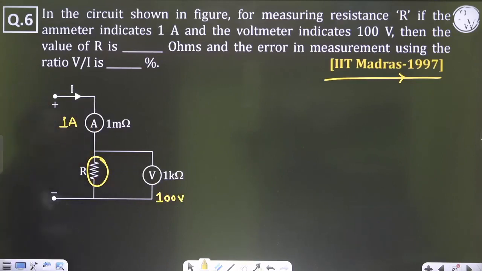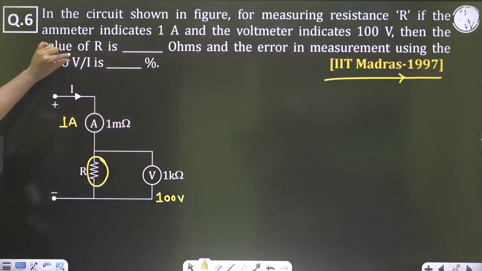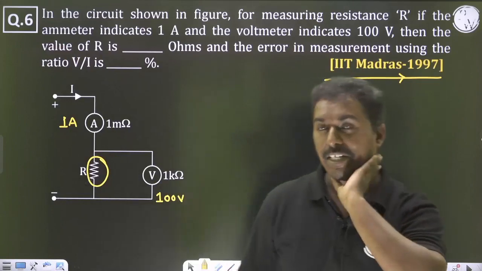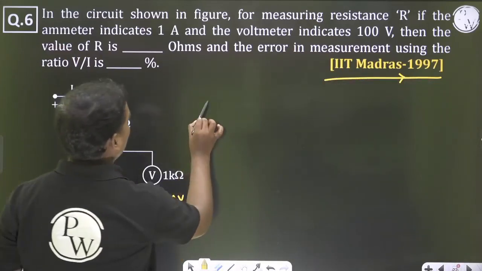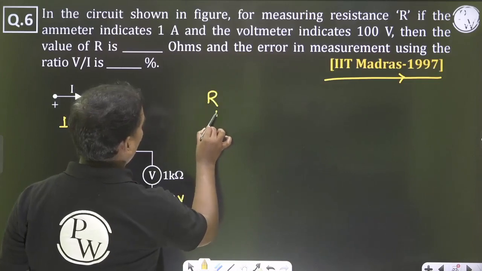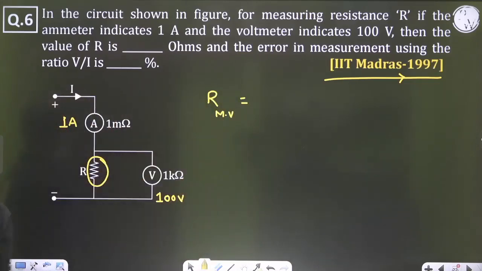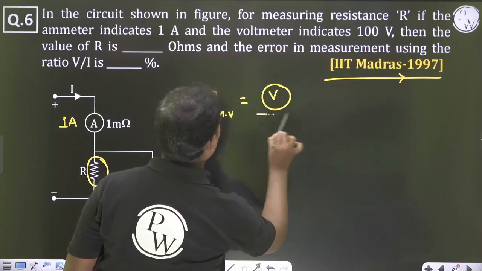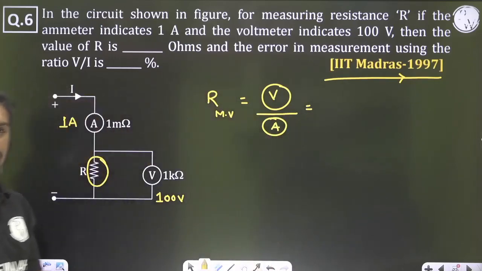Then the value of R is dash ohms, and the error in the measurement using the ratio V by I is dash %. Two questions are asked. First of all, what is the value of R? You can take R as the measured value, because we are taking it from the meters. MV means measured value. So the measured value of R is the voltmeter reading by the ammeter reading.